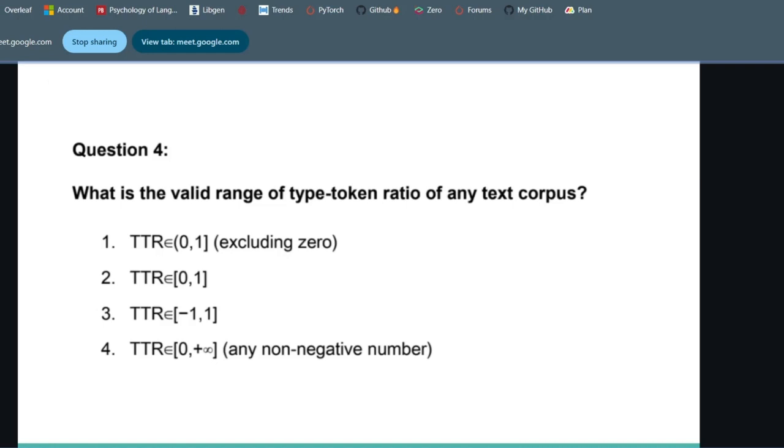So this is a question. This is an easy question. So question 4 is, what is the valid range of type token ratio of any text corpus? These are the options. So what would be the answer? This is again a very fundamental question.